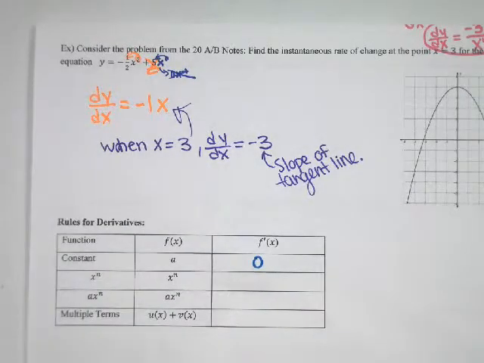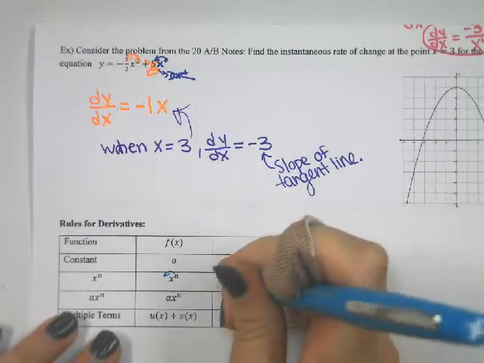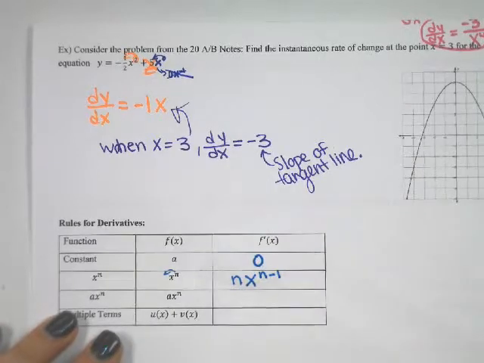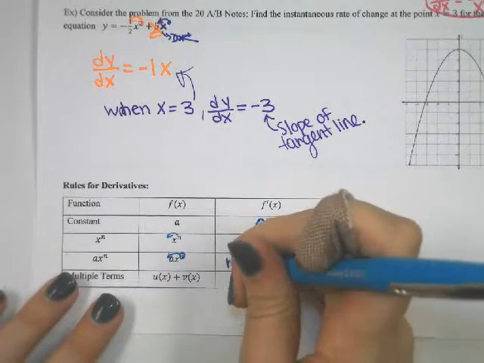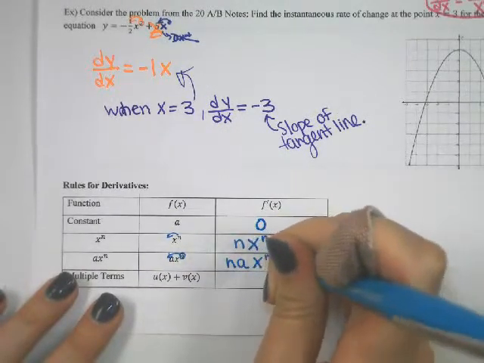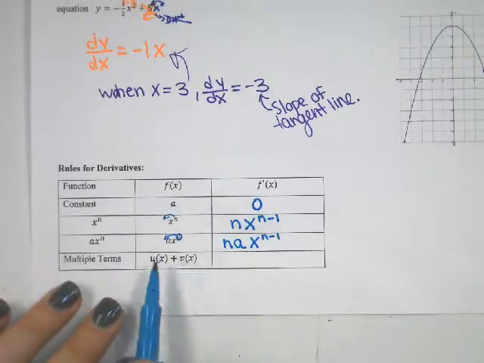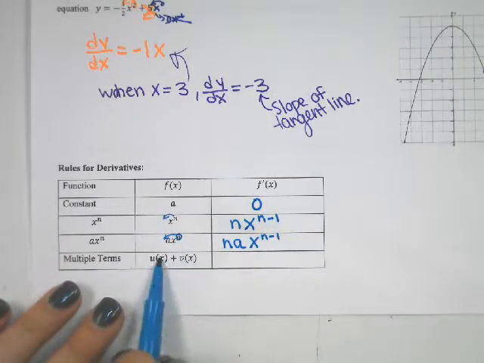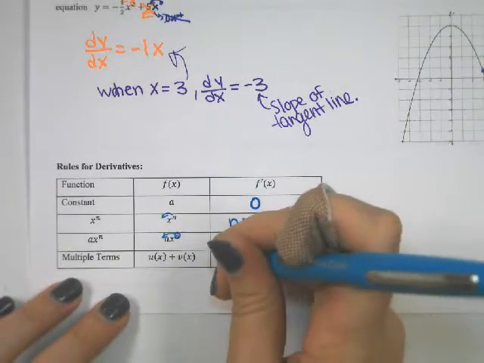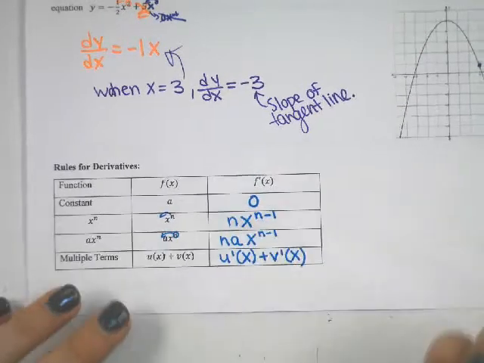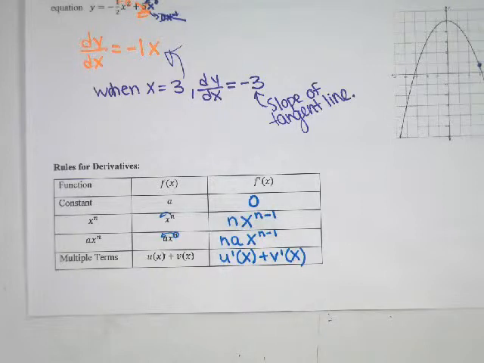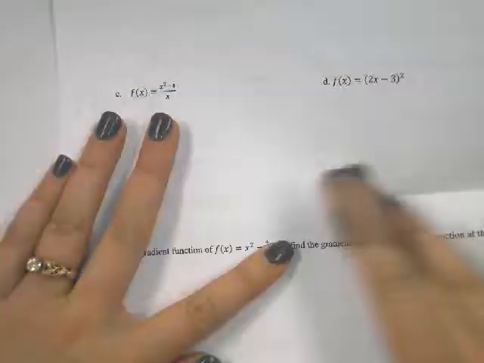If you have x to the n with no number in front, you just drop the n to the front and decrease the exponent by 1. Same thing if you have a number in front, an a: you take n times a and drop the exponent by 1. If you have multiple functions added together, multiple polynomial functions, you can just take the derivative of u and the derivative of v and add them together. We'll look at that on the back, but you do the derivative of each and then add them together. Let's flip this paper over and try some others.